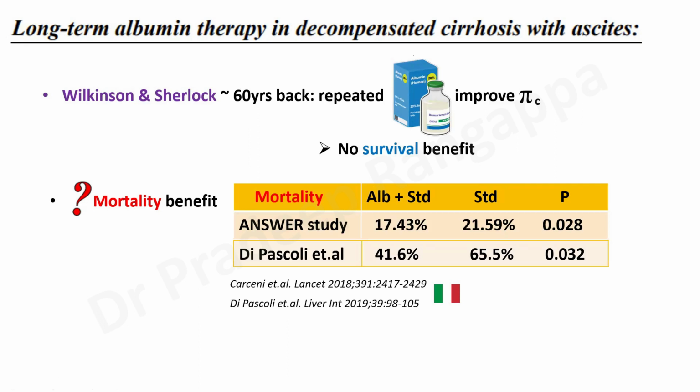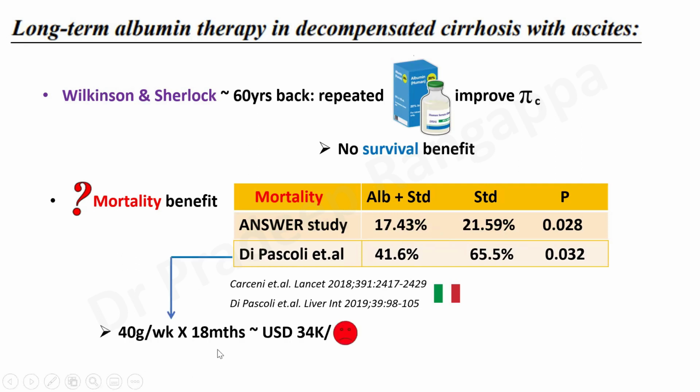After this, there was another Italian study by Di Pascoli. Even here, they showed that mortality was significantly less when albumin was used along with standard therapy. In this Di Pascoli study, they used 40 grams per week for 1.5 years, and that amounted to $34,000, which is very, very cost prohibitive. So possibly that is the reason these regimens are difficult to adopt in a country like ours, where cost can be a limiting factor. But this is the sort of regimen they used in this study. And the number needed to treat to save 1 life was 9 in this particular study.